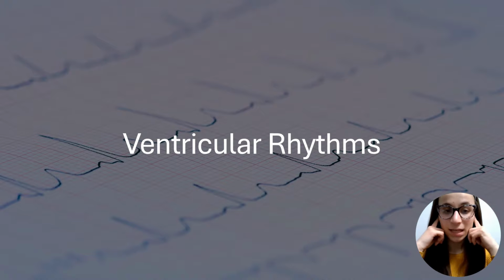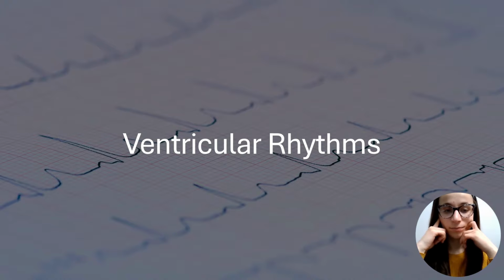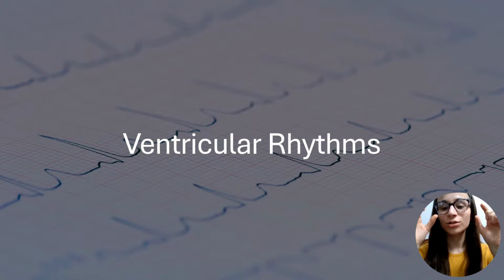Bigeminy, which means abnormal complex occurring every second complex. Trigeminy is it's occurring every third complex. Couplet is two PVCs together, and if there's 3 or more PVCs together in a row or a rate of more than 100 beats per minute, it's called a run of VTAC. But we're going to go through each one of the ventricular rhythms now.